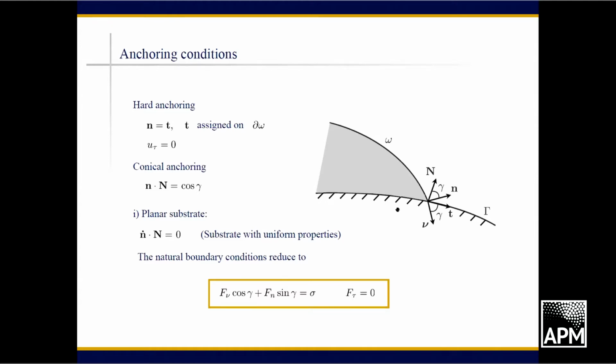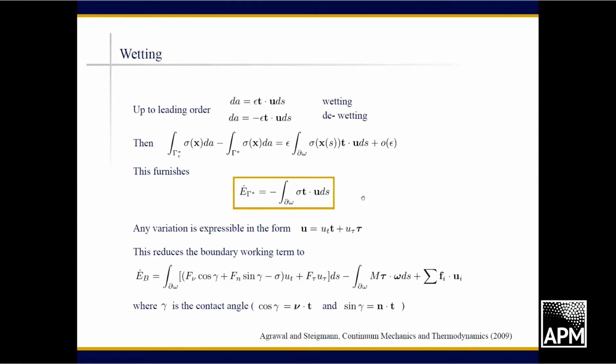The classical Young-Laplace equation is an equation of equilibrium that tells us the contact angle that's formed between the film and the substrate, and we're interested in generalizing that condition. So here we have the variation of the adhesion energy that can now be incorporated into the expression for the residual boundary working, or the residual virtual work statement, a virtual power statement in the boundary.